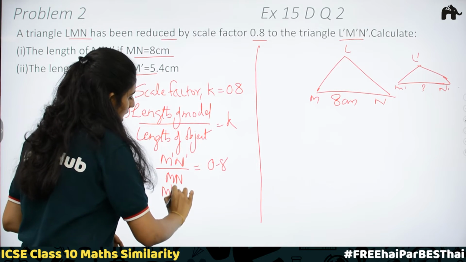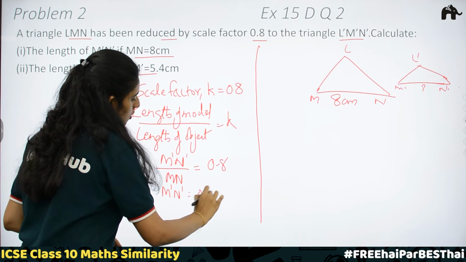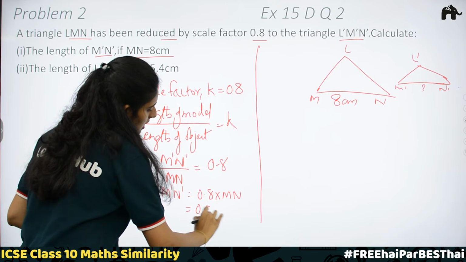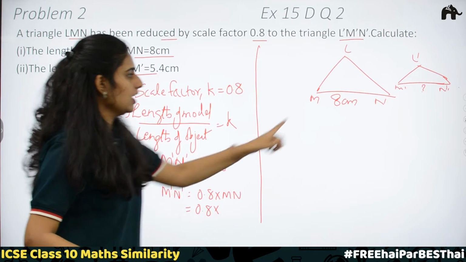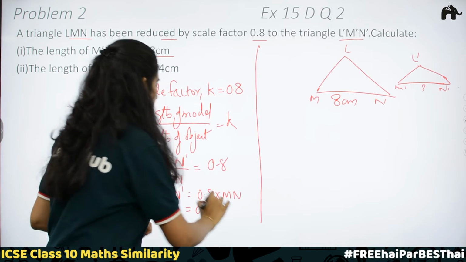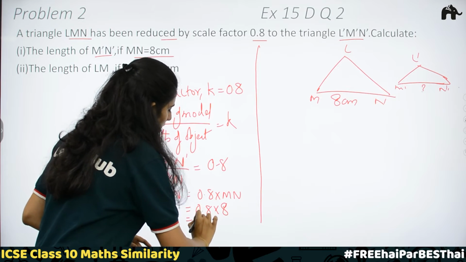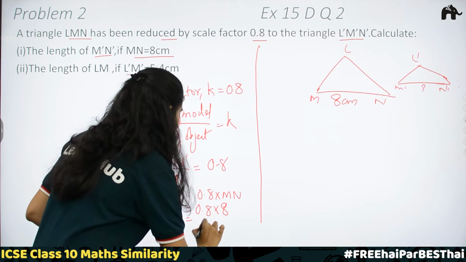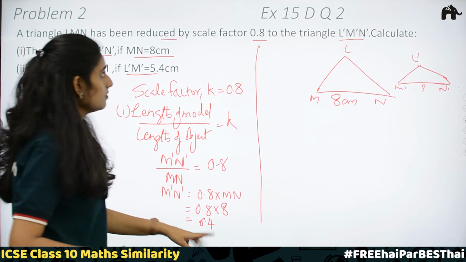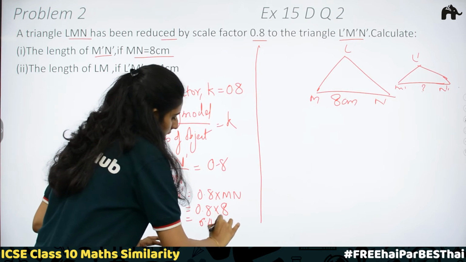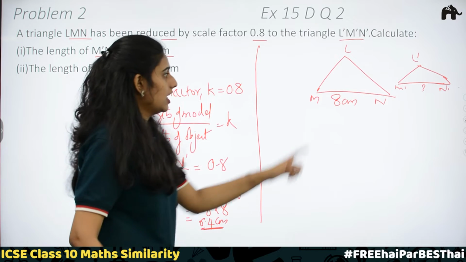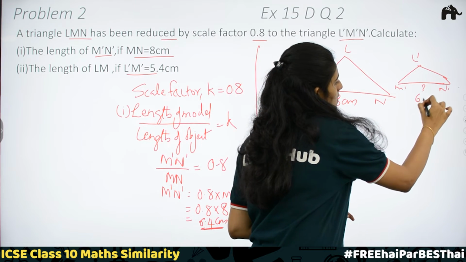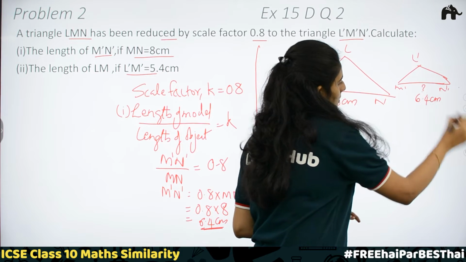Therefore, M dash N dash will be equal to 0.8 into MN, that is 0.8 into value of MN is equal to 8 centimeter. 8 into 8, 64. We have a decimal, 6.4. The unit is centimeter. We got the length M dash N dash. This part M dash N dash is equal to 6.4 centimeter.